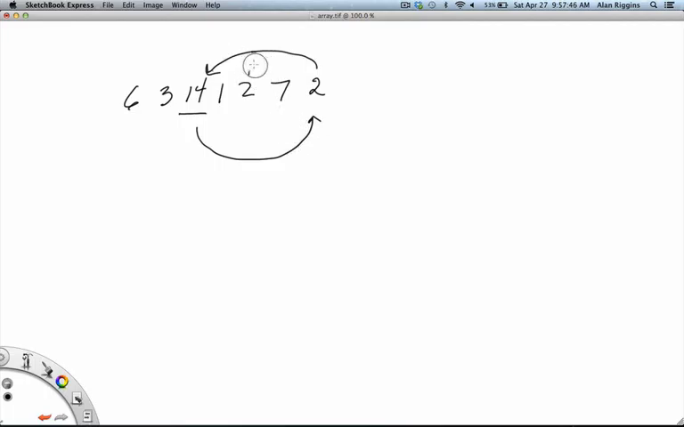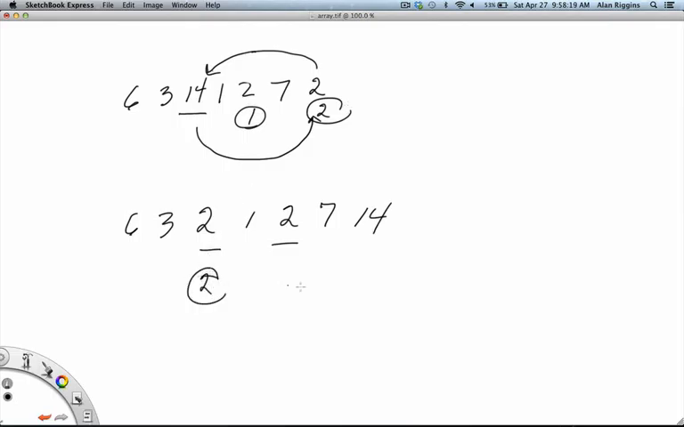What happens when we do this? We swap the 2 and the 14. We now have 6, 3, 2, 1, 2, 7, and 14. Notice that we have 2 2s here, but these have been flipped. These have been flipped because this is the first 2 and this is the second 2, but now this is the second 2 and this is the first 2.